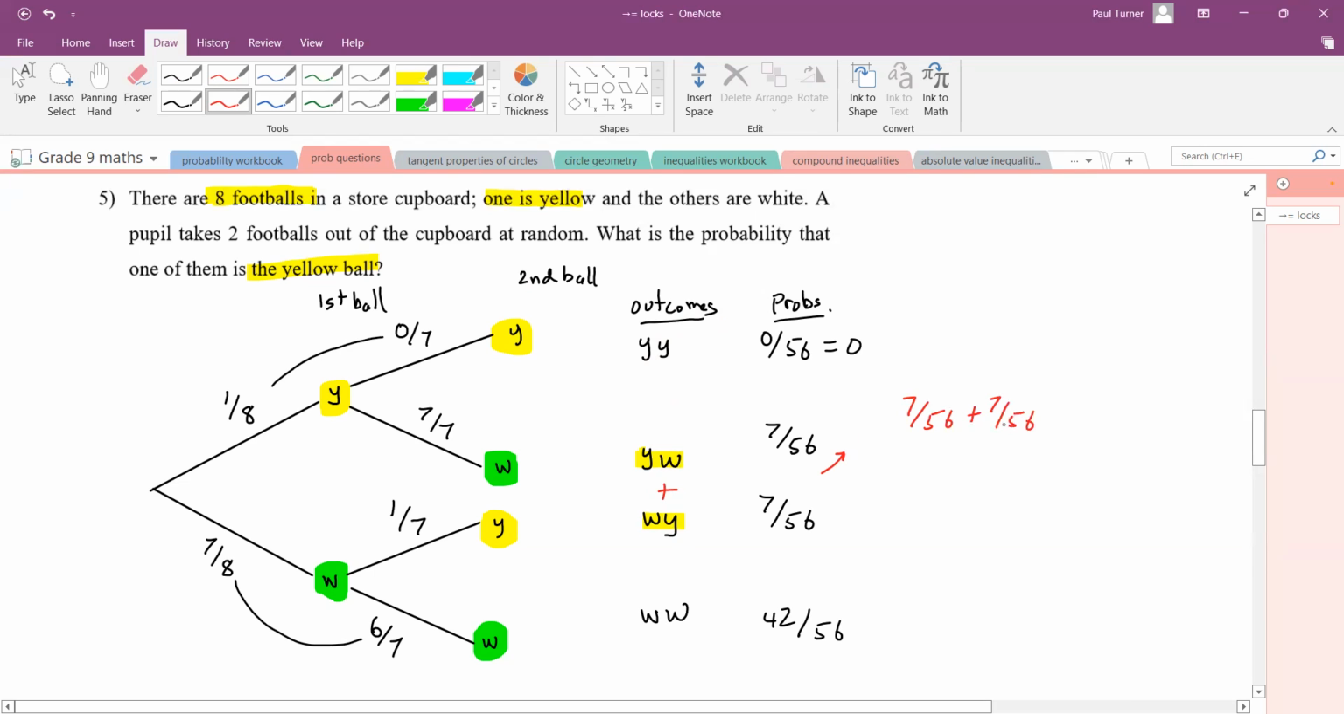And when you simplify that, you should get a quarter. 14 out of 56, which is a quarter. So that's going to be your final answer. So about 25% chance of getting a yellow ball. So not very likely, is it? Obviously, 2 white balls are going to be more common because nearly all of the balls are white.